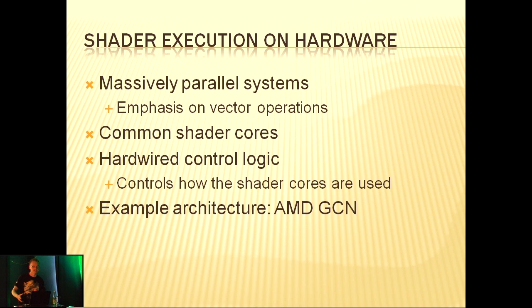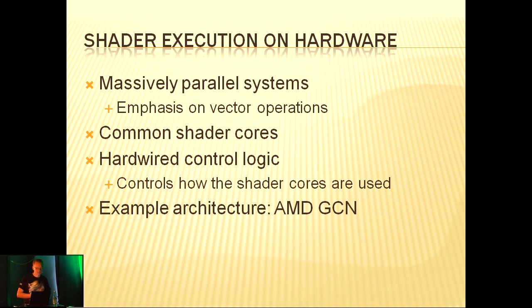So now we've come to the end of the pipeline, and now we're going to look at how the hardware actually works, how it actually does the stuff defined by the pipeline. We're going to use the AMD GCN architecture, being the Graphics Core Next architecture, as a reference.